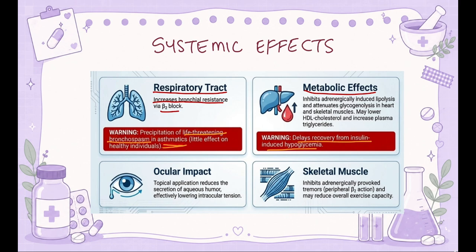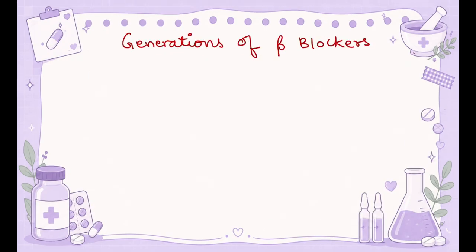In the eyes, topical application effectively lowers pressure. Finally, in skeletal muscle, it can inhibit tremors. However, it may reduce overall exercise capacity. With that cellular foundation laid, we must now organize these powerful medications. We classify them into their evolutionary and functional families. This taxonomy provides a logical structure for your clinical choices.